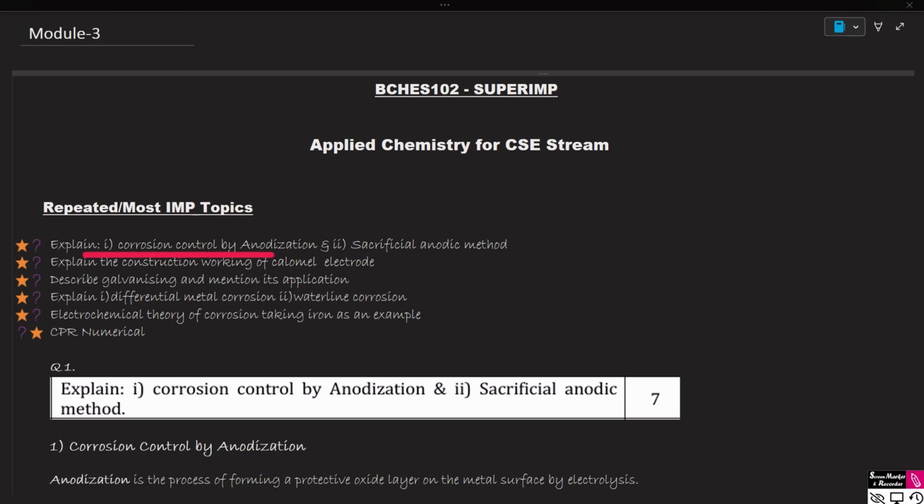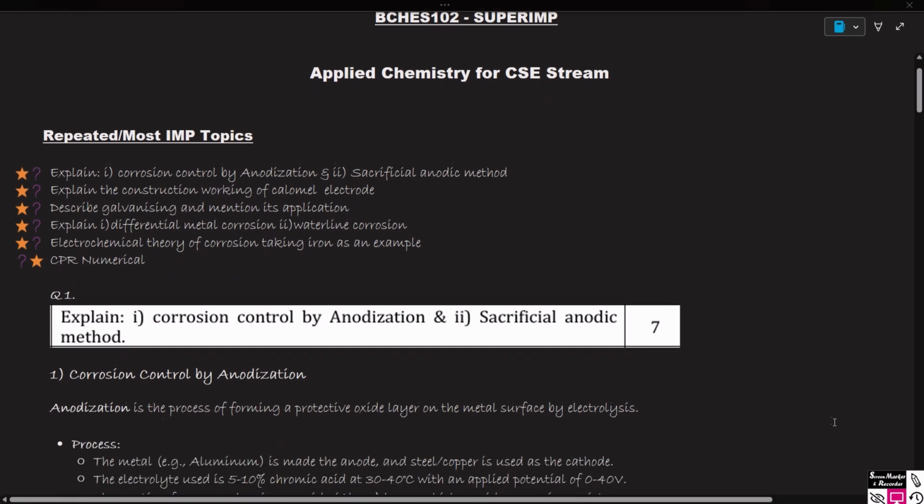Explain corrosion control by anodization and sacrificial anodic method. Here, you need to remember one thing. Anode means it goes under corrosion, and cathode doesn't go under corrosion and gets protected from the corrosion. Anode goes under corrosion. This is the main thing you need to remember.